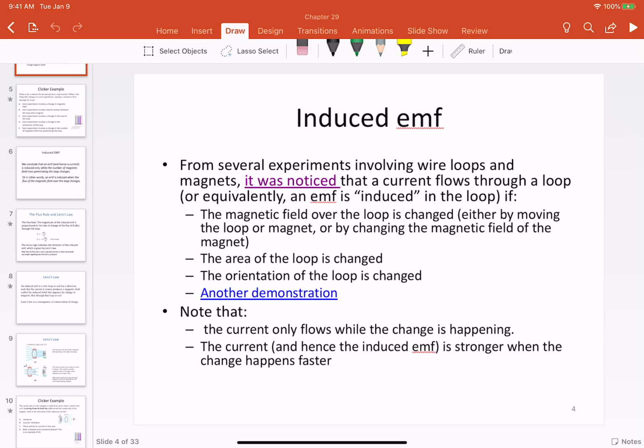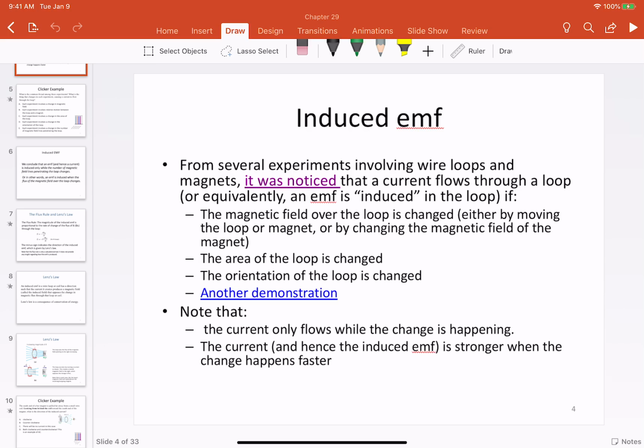Then you can increase the area of the loop, or decrease the area of the loop, and that would make a current flow. You can change the orientation of the loop, so you can turn the loop around inside the magnetic field without changing its area or the magnetic field. That would also make a current flow through the loop, right? And I found another video here, which is this fourth bullet point, and you should watch that at some point. This video also shows you some more of those effects.